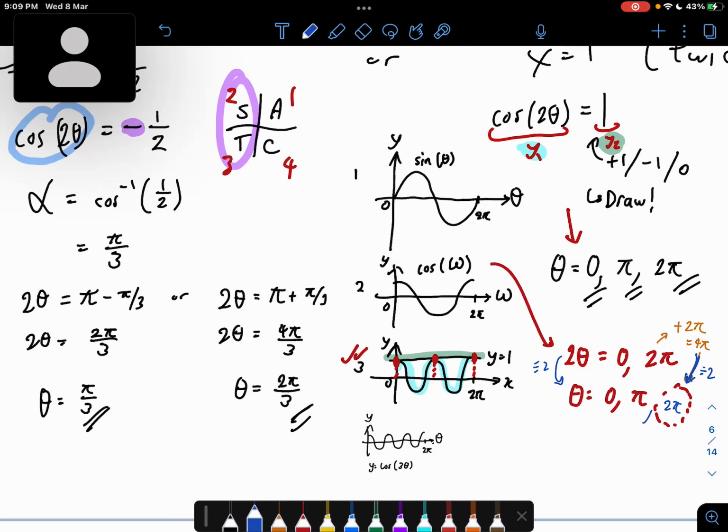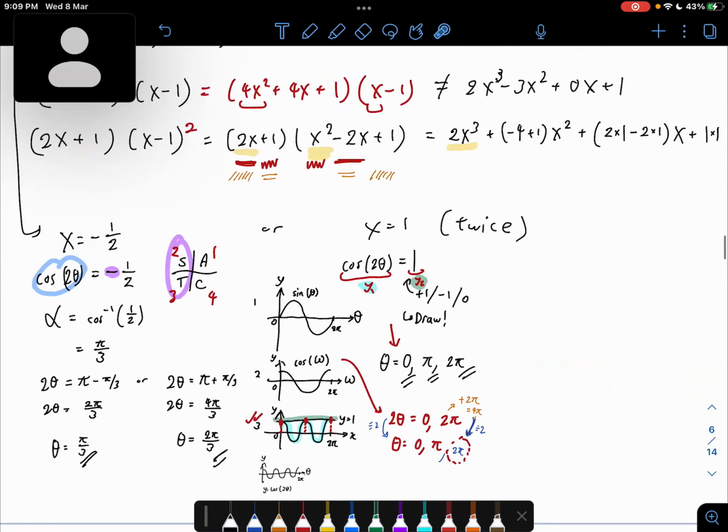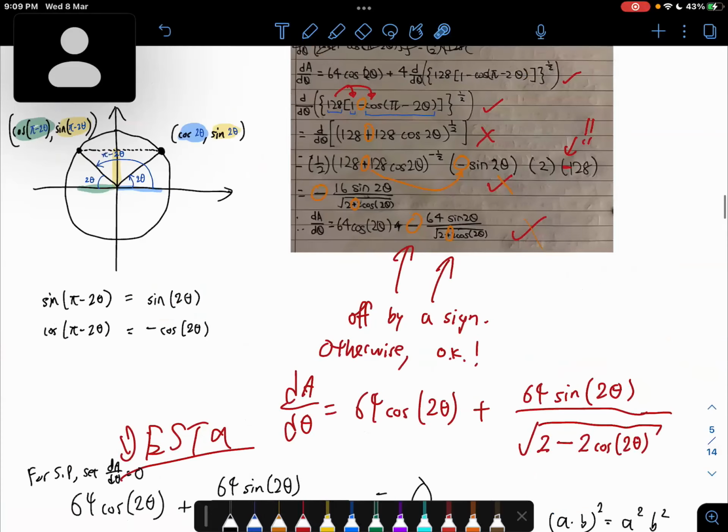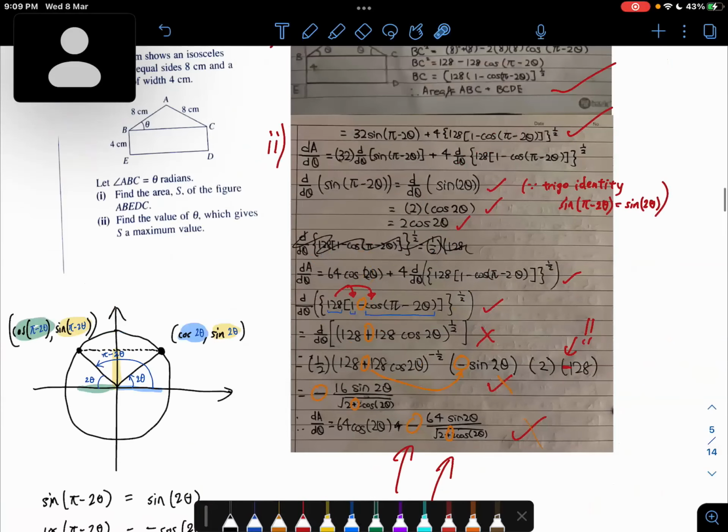So it's up to you which one you want to draw, the original cosine curve or the one with 2 copies. Then just find the points of intersection and their corresponding x coordinates. All right, so we get these 5 values. Let me see the question again. I forgot the question already. Find the value of theta which gives x a maximum value.